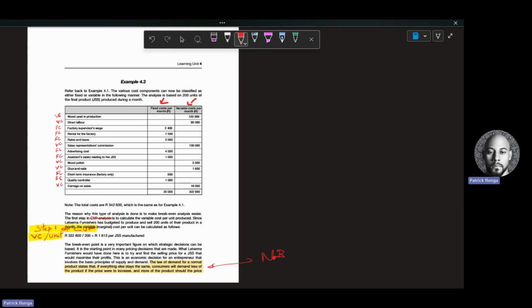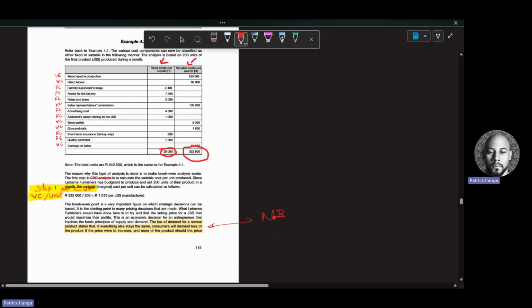But remember the variable cost is 322,600, right? Do you see that, okay? The fixed cost is only 20,000 rand. How many units are you producing? You know the number of units that you have to produce and sell is 200, right? So then you take the total variable cost divided by 200, it gives you this. This is what? This is your marginal income.